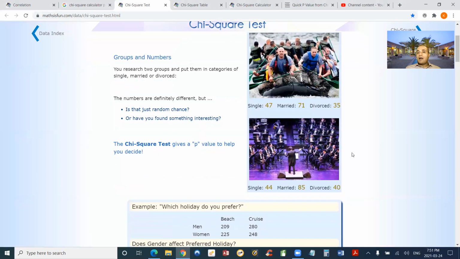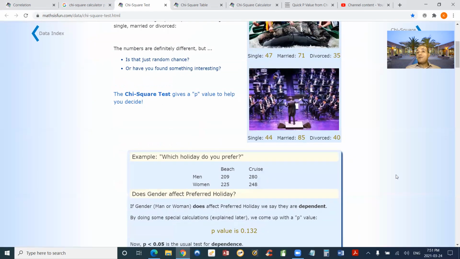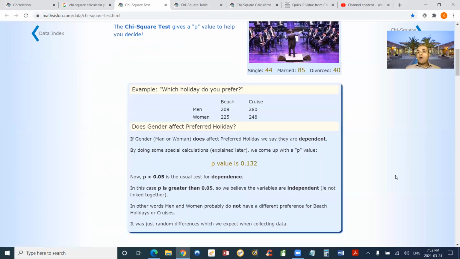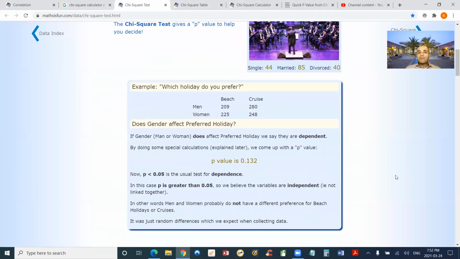Take a look at the opera or a concert. We have collected 44 singles, 85 married, and 40 divorced. And we want to know the preference of the people, whether being married or single or divorced has any impact on your selection of enjoying a concert or not.